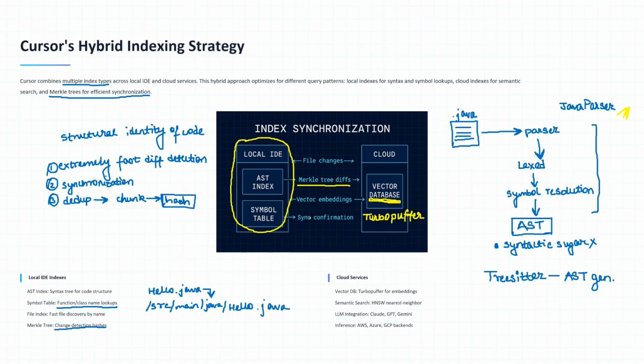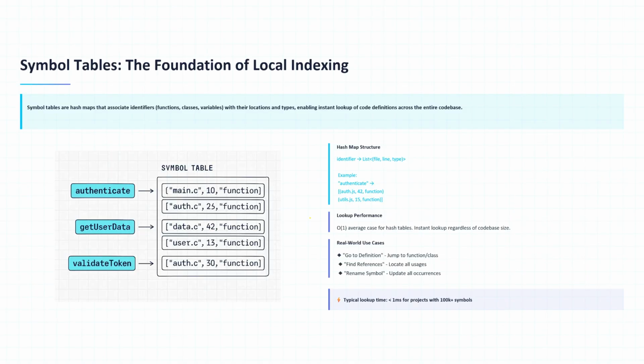Now let's move forward to understand what symbol tables are. Symbol tables are nothing but hash maps that associate different identifiers at different levels. These levels can be functions, classes, variables, and that too with their location and types, so that there is no need to scan the entire source file when you need something.